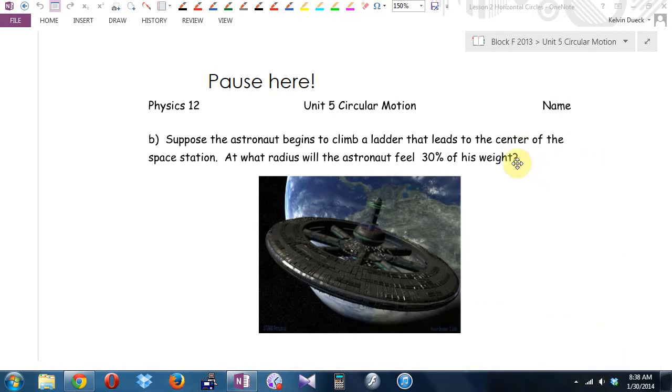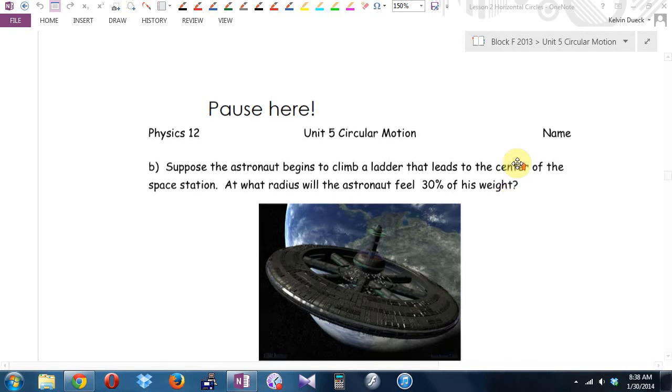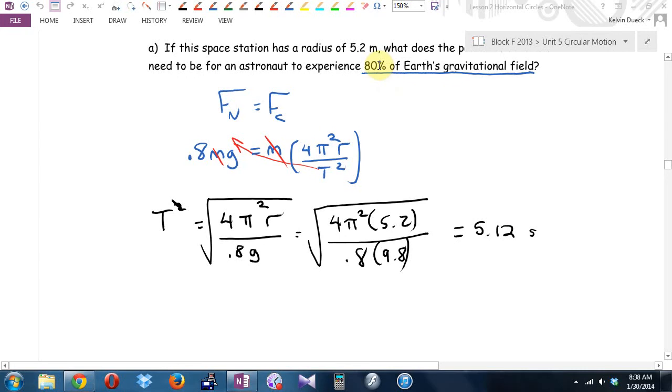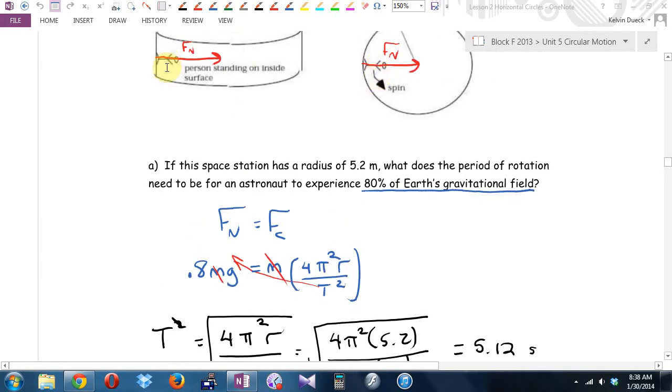So we said this, part B says, suppose this astronaut in our space station that we just found needed to have a period of 5.12 seconds, needed to rotate every 5.12 seconds if we wanted to have an 80% gravitational field on the outside. What happens if you start to climb a ladder? So if you started to climb a ladder so that you're ascending towards the middle of the space station, you're going to find that you feel lighter and lighter and lighter. Your mass isn't changing. What is changing is the normal force, and I've tried to convince you that what you think of as your mass is actually the normal force.